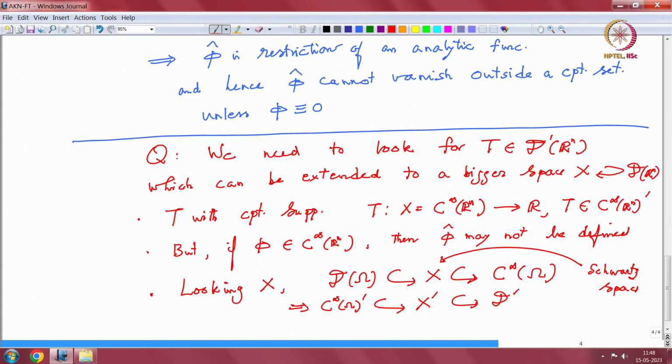I will quickly recall the definition, because this is important. So some repetition is okay. And this T in D prime, that means T is defined on D of omega, which can be extended to X, the Schwartz space, are called tempered distributions. Such distributions you will see even by that name. So, tempered distributions. I will have a couple of minutes more.